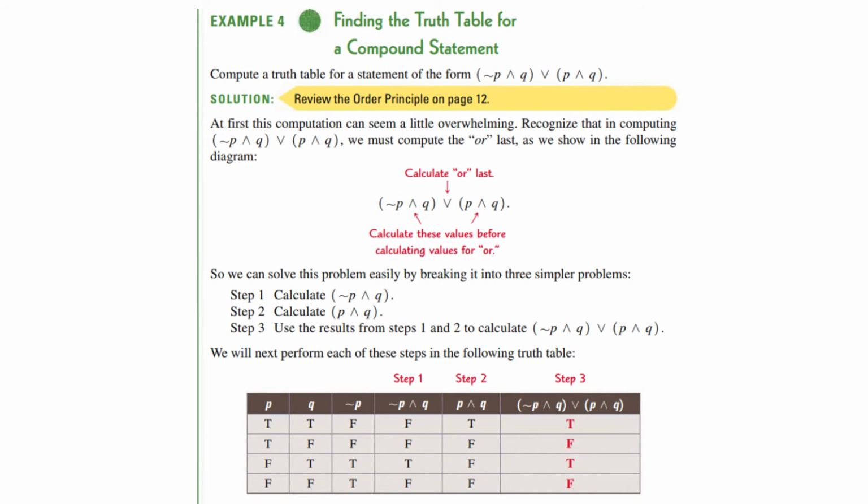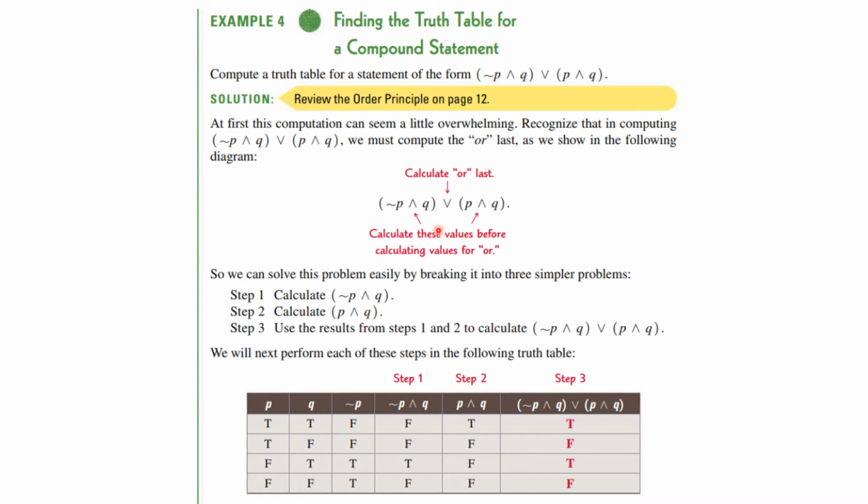Let's look at another example. Now here is a common thing because we'll be looking at a compound statement, more complicated, and you're supposed to fill out the truth table. So we want to find the truth table for negation P and Q or P and Q. And it's important that you realize that those parentheses make a difference because you do what happens in the parentheses first.